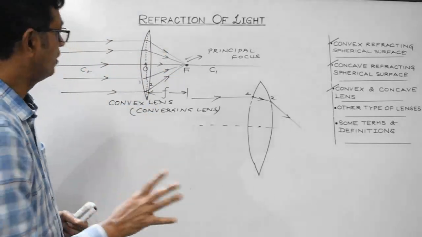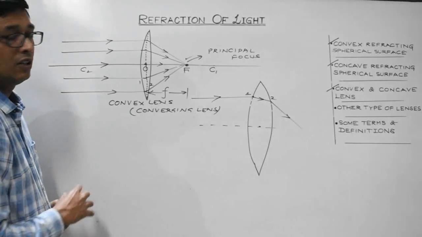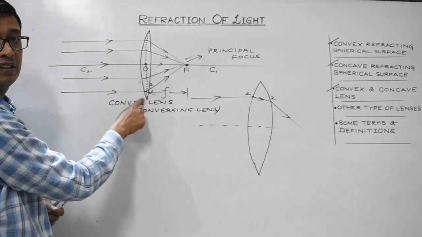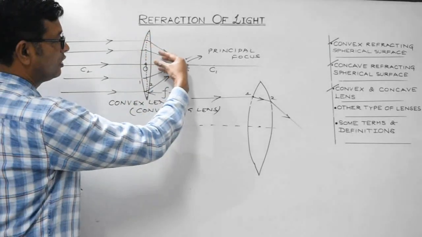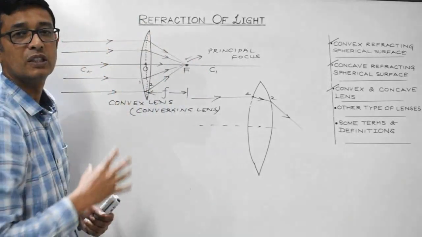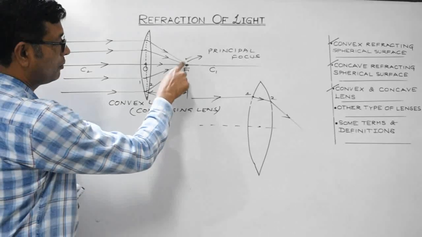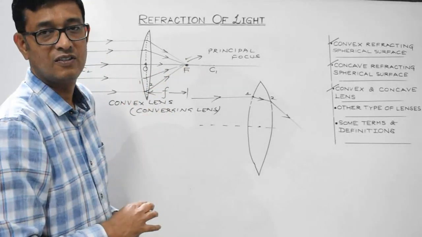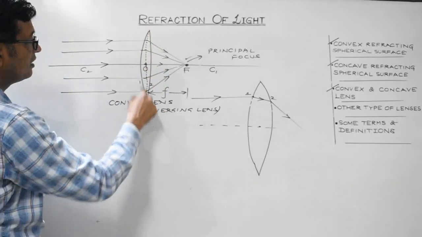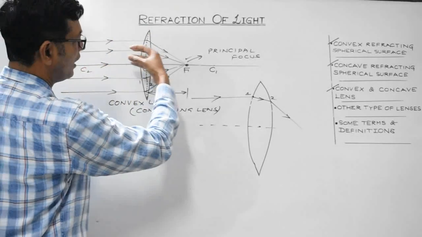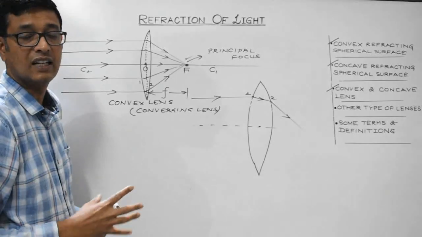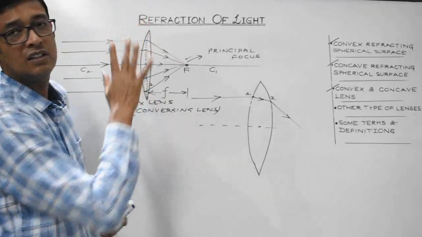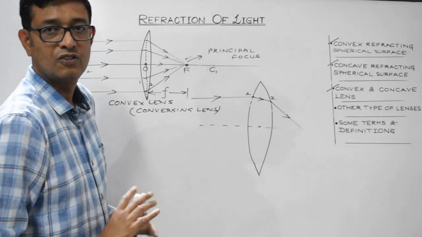So what we have understood from this diagram is that when rays parallel to the principal axis are incident on a convex lens, then the rays after refraction tend to get converged at a particular point on the principal axis. And that particular point on the principal axis is known as principal focus, right? Now since this lens is converging a parallel beam of light to a particular point on the principal axis, that is the reason why convex lens is also known as a converging lens, right?